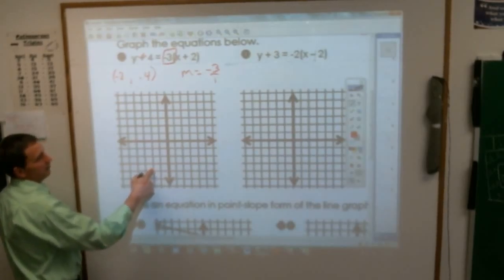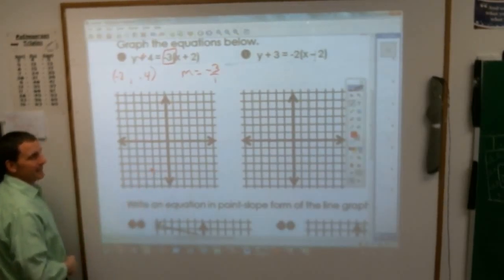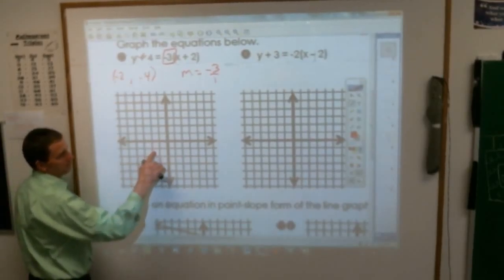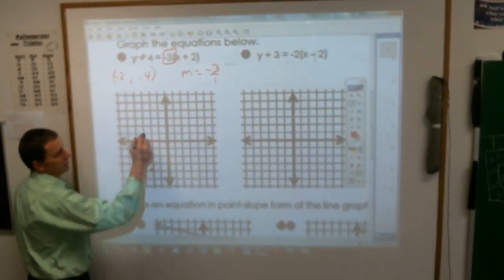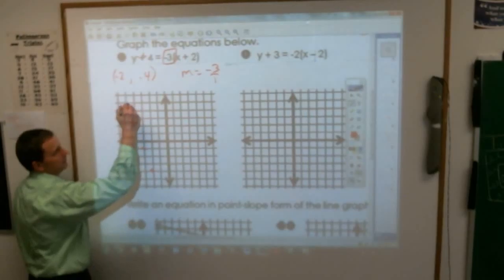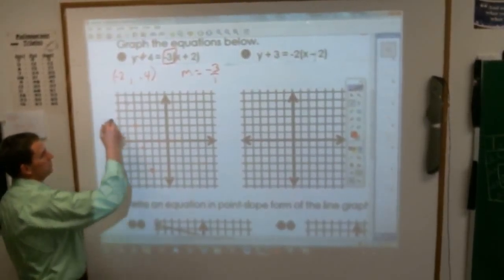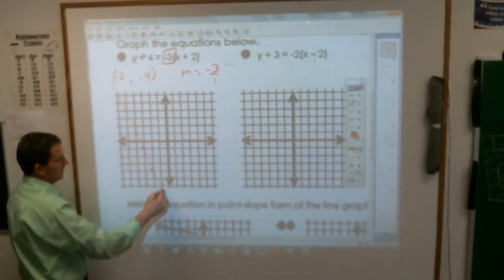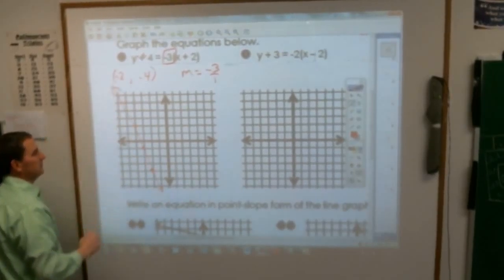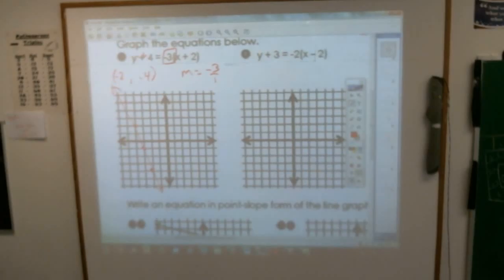And from that point, you have a slope of negative 3, down 3 over 1, down 3 over 1, down 3 over 1. And you would use a straight edge and not draw it freehand.